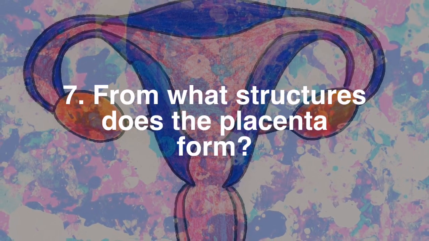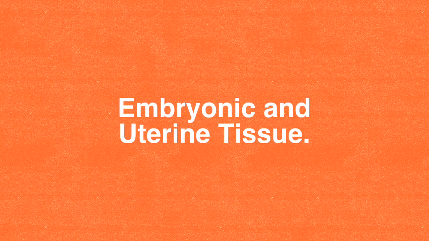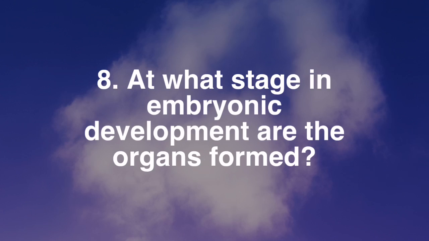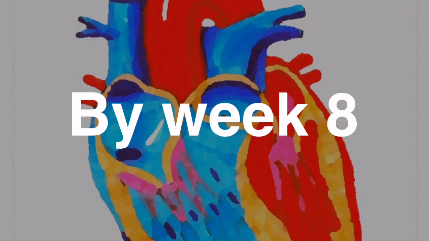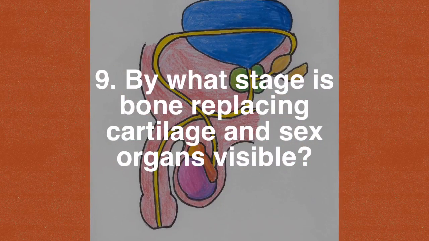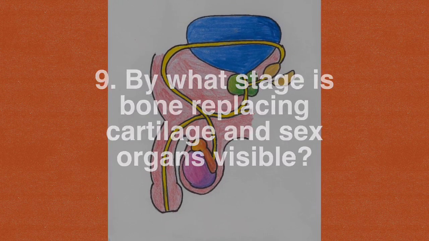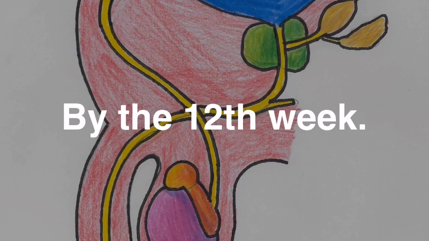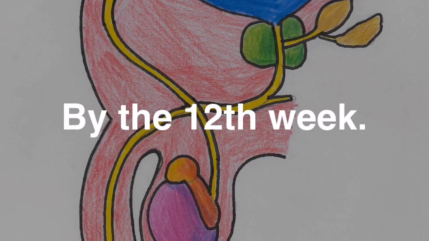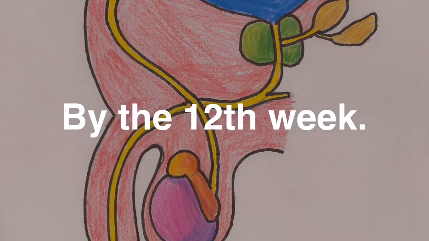From what structures does the placenta form? The placenta forms from embryonic and uterine tissue. At what stage in embryonic development are the organs formed? By week 8, all the organs and systems are formed. By what stage is bone replacing cartilage and the sex organs visible? So by week 12, the bones are beginning to replace cartilage and the sex organs are visible.